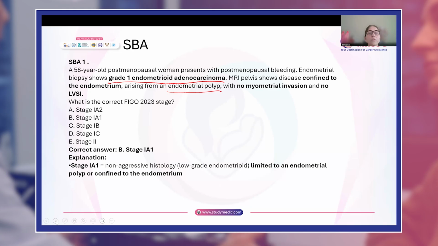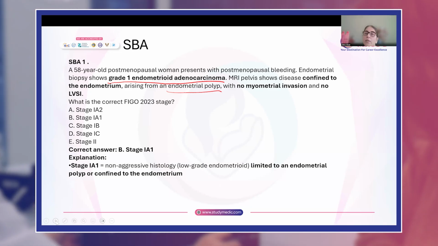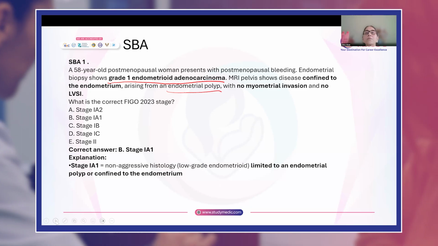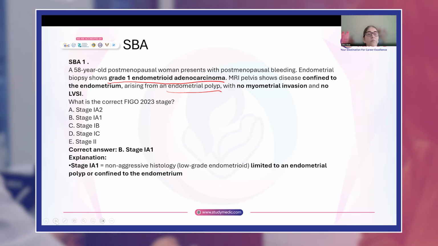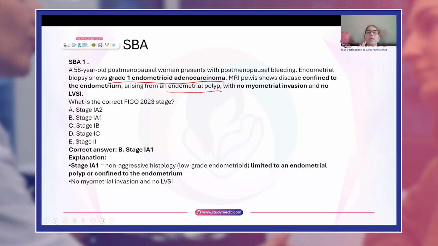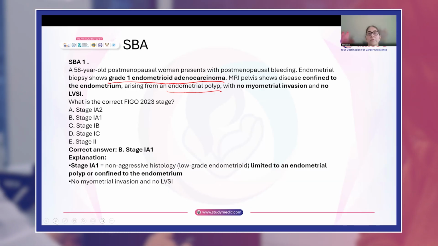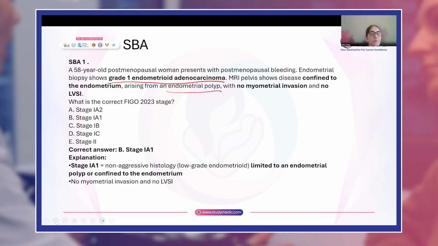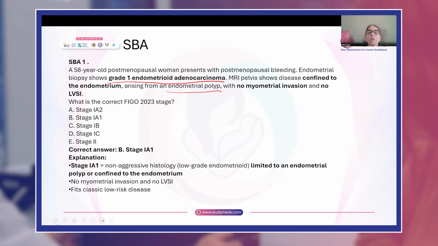Why? Because it is non-aggressive histology and it is confined basically to the endometrium. There is no myometrial invasion. 1B means less than 50%, it will be 1B. But here there is no myometrial invasion. So that is why it is stage 1A1. Okay, so this is a classical low risk disease.